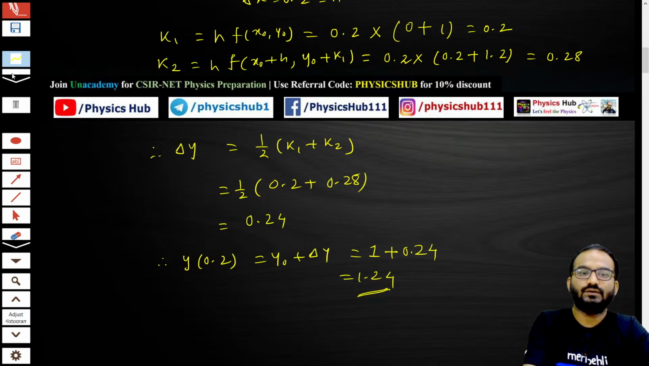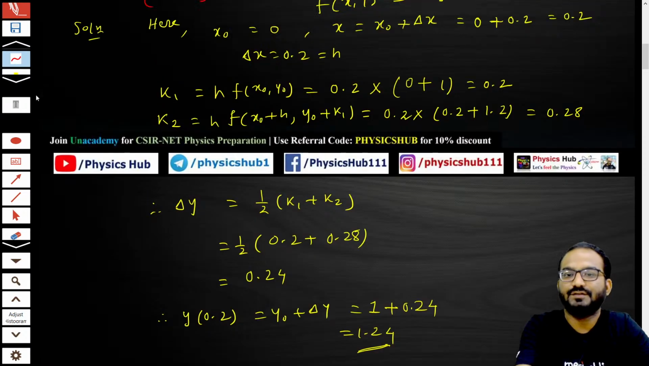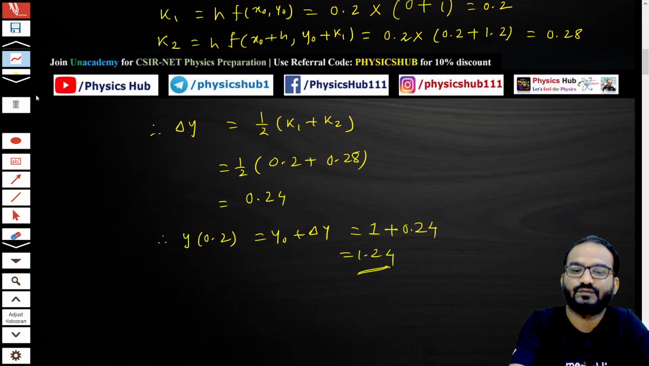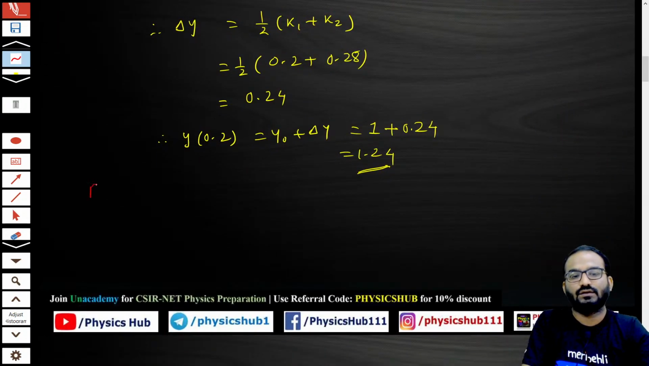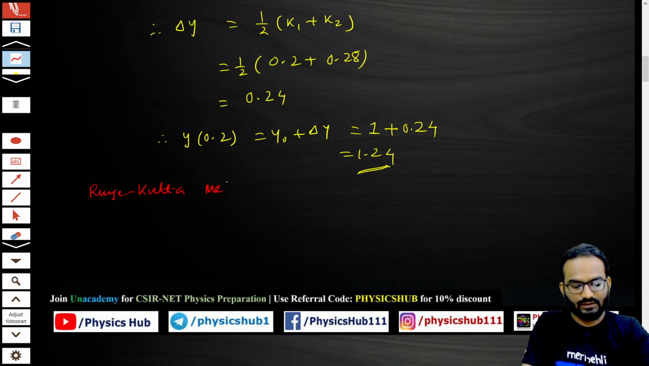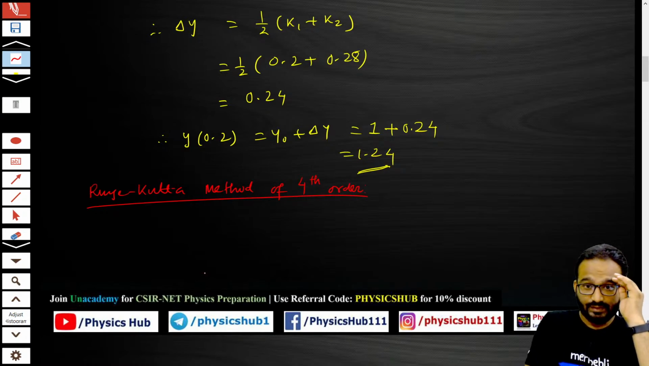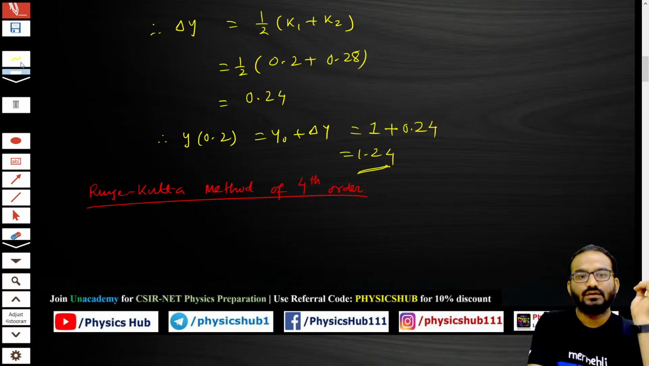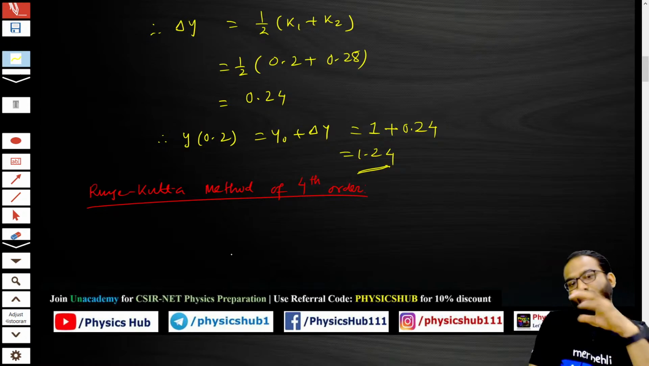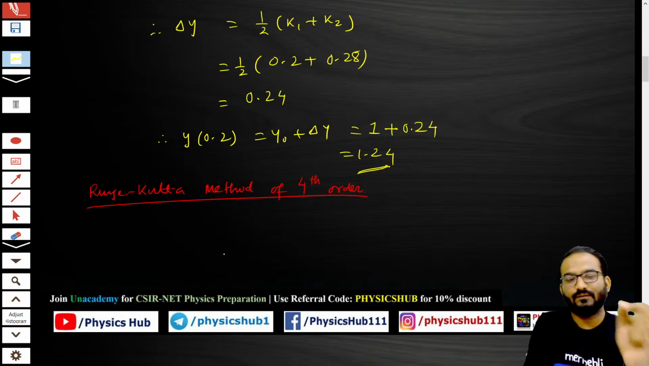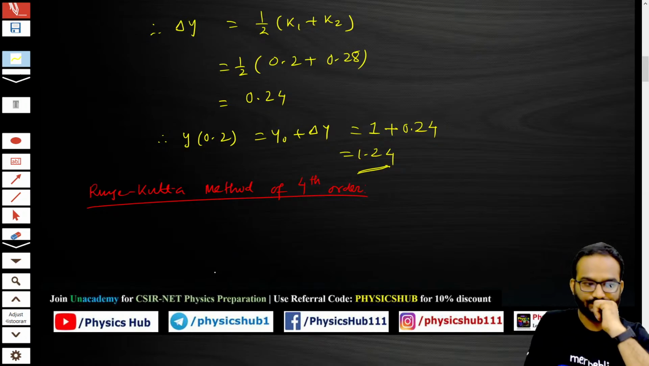Now we are going to solve the same problem by using the Runge-Kutta method of fourth order, okay. So let's talk about that. So as I told you, the order is defined as the number of terms. So in the Runge-Kutta fourth order, the process will be similar. If you can follow the second order, you can easily follow the fourth order.